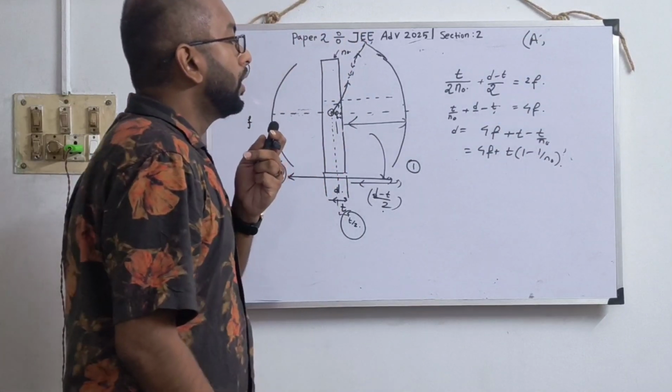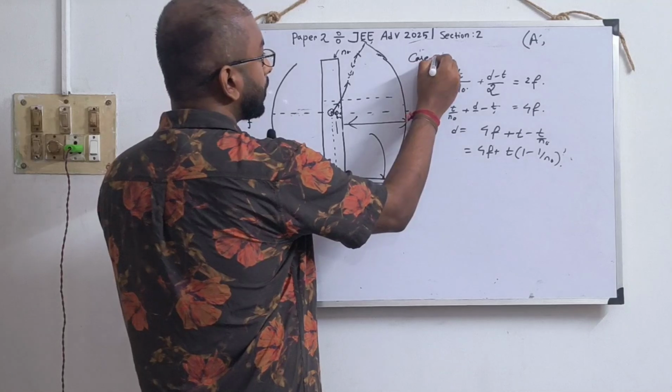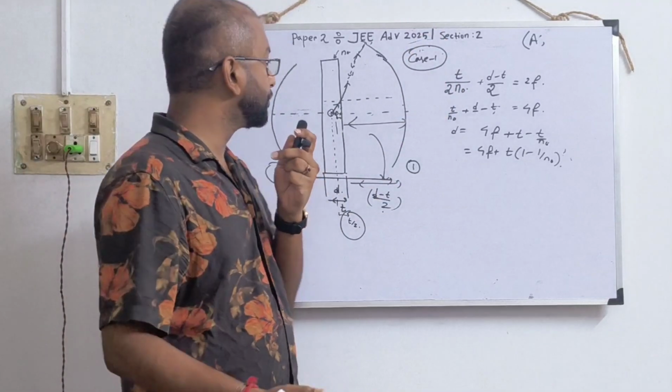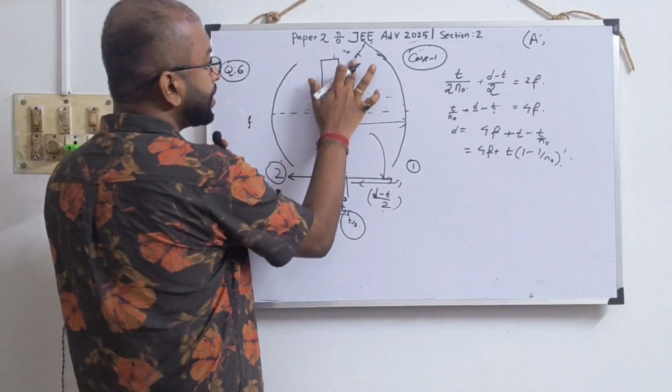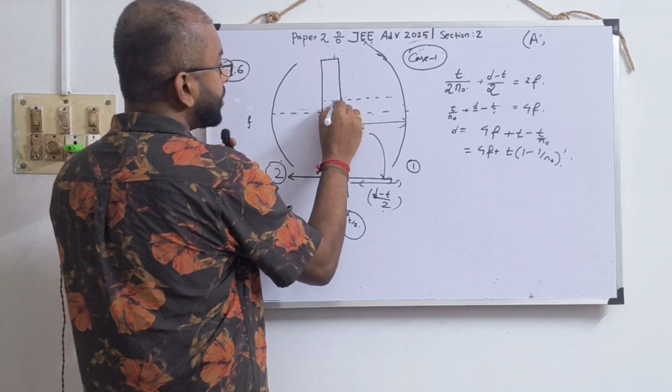Now there can be another case, so this case we will consider as case 1. Let us examine another case in order to find another solution. Let's say this point object is not situated at the center of curvature, rather it is situated at the focus.